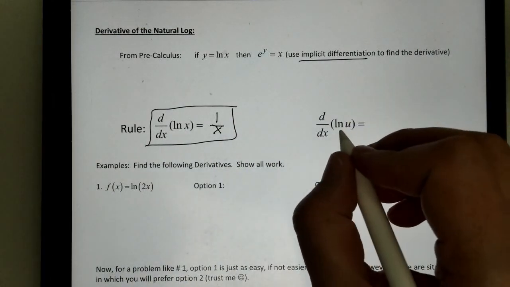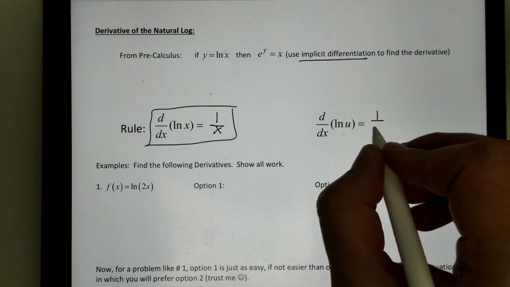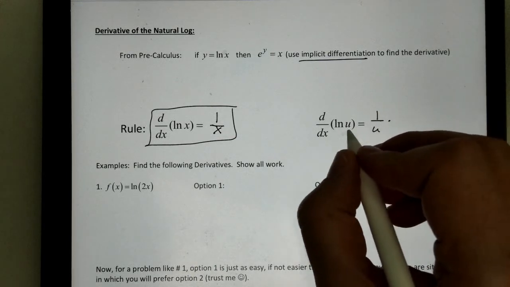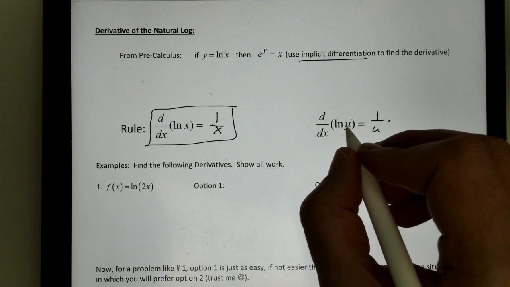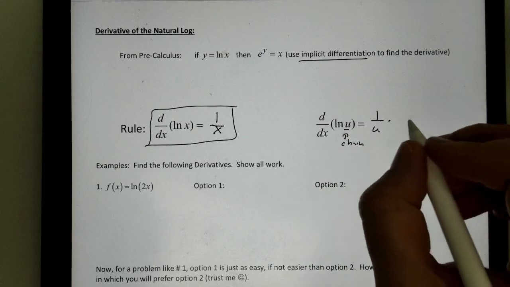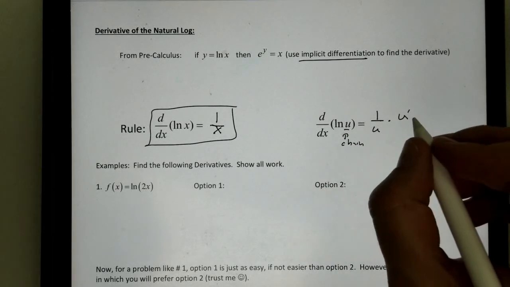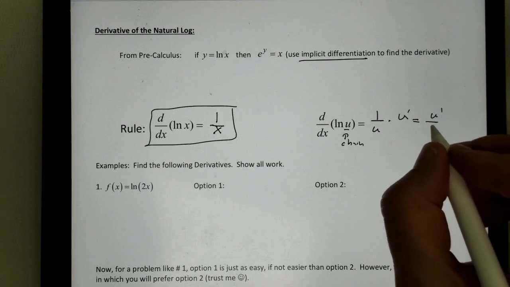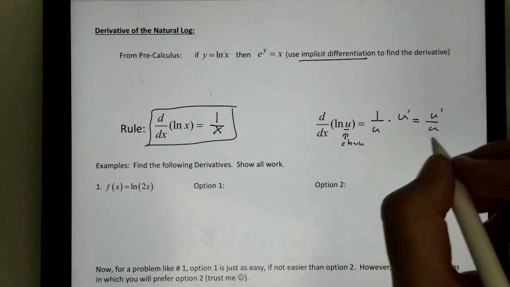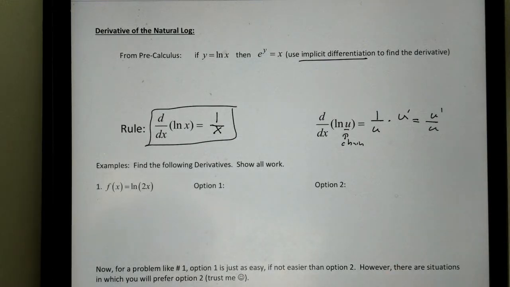Sometimes you'll see books do this. They'll use the letter u. In that case, it's just going to become 1 over u times, this is more of a chain rule. u is another function, but it's in terms of x, so we're going to use a chain, and that's going to become times the derivative of u, or u prime. So they'll write it u prime over u. I don't really normally use this rule myself, but some people do tend to like it, and that's okay. Whatever helps them.